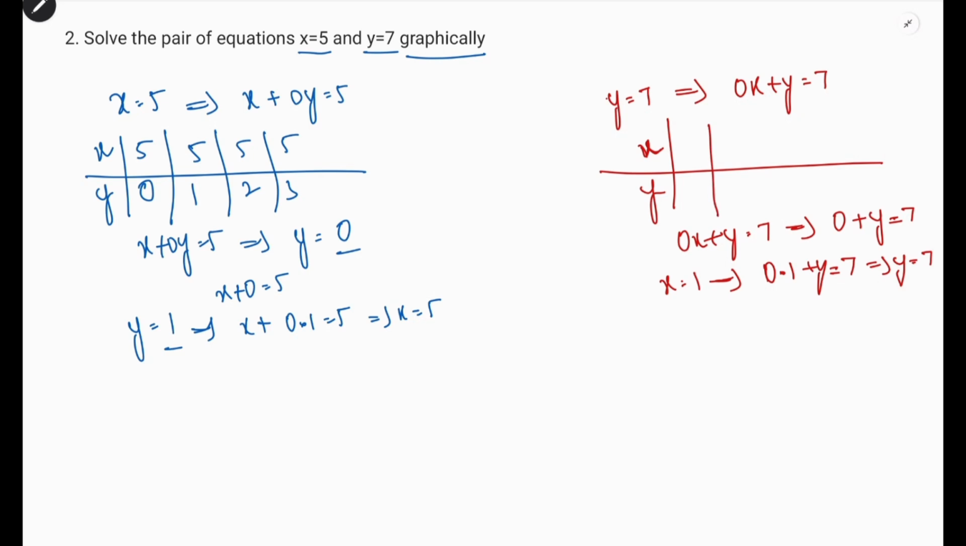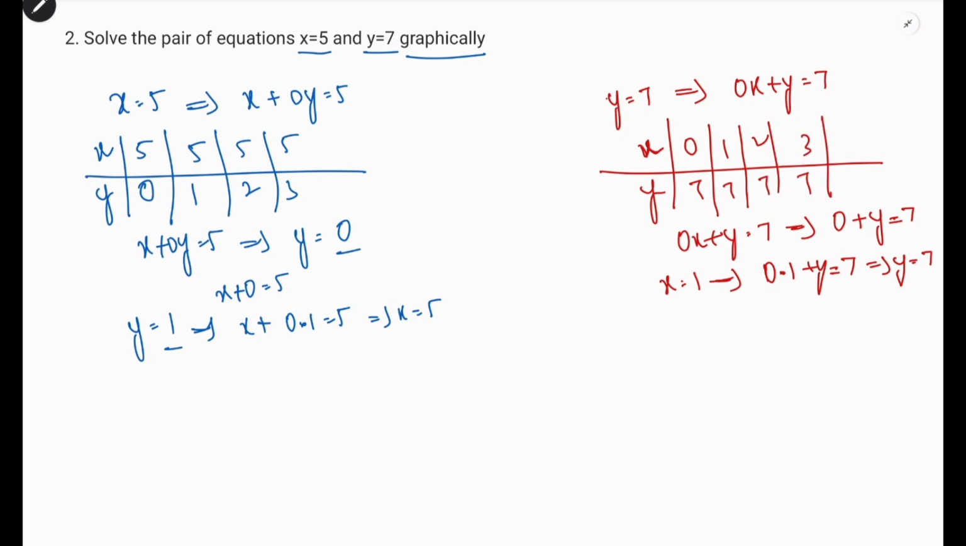For any value of x, the y value will be 7. If you take x as 0, y will be 7. If you take x as 1, y value will be 7. If you take x as 2, y value will be 7. If you take x as 3, y value will be 7.